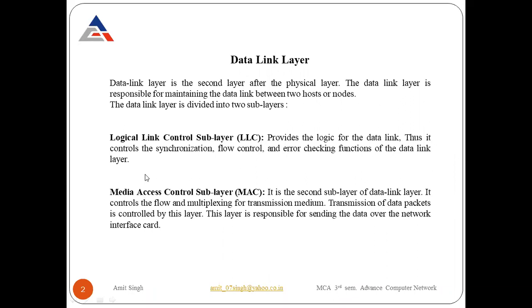Whenever the data link layer is divided into two sublayers, it means its functions can be divided into two categories. If the layer is divided into two sublayers, automatically the functions, or you can say the responsibilities or design issues of this layer, can be divided into two categories. The first is the logical link layer. What is its function? Basically, it provides the logic for the data link layer, so it controls the synchronization, the flow control, and the error checking functions.